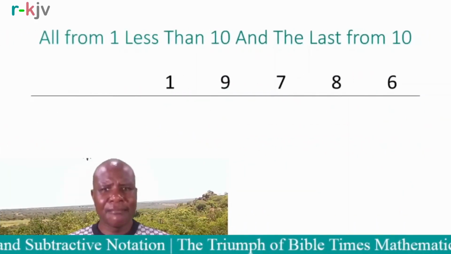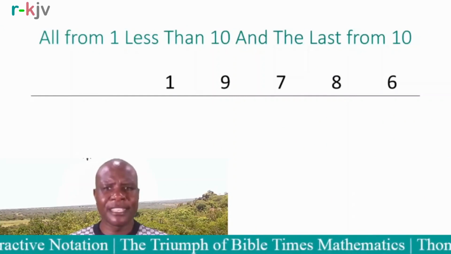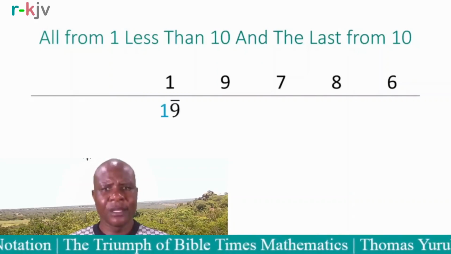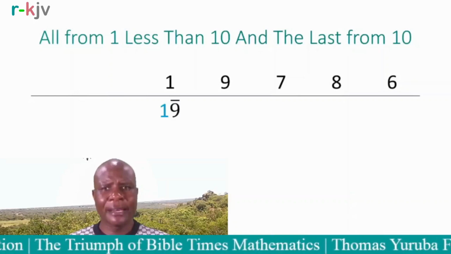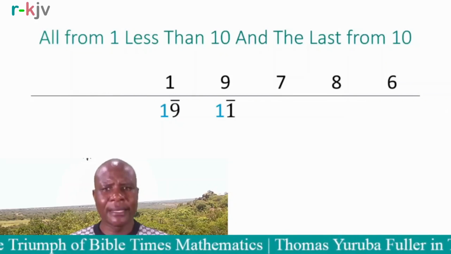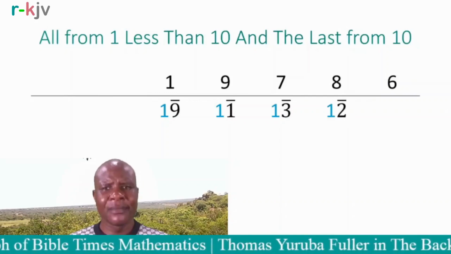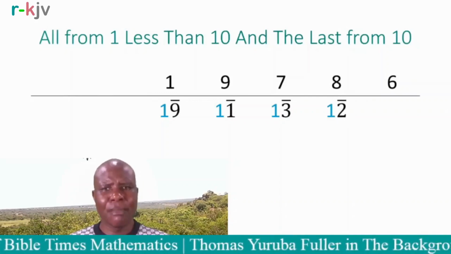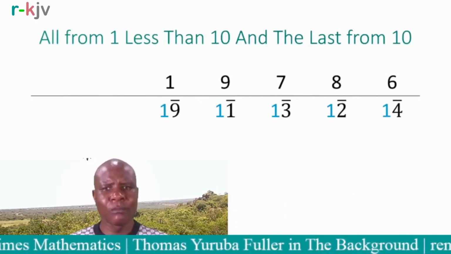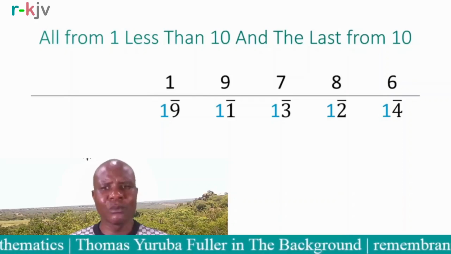Suppose now that the number 19786 is to be completely represented using subtractive notation. We do it this way. 1 is 1 bar 9. 9 is 1 bar 1. 7 is 1 bar 3. 8 is 1 bar 2. 6 is 1 bar 4. Now, we represent each positional value by a single digit.